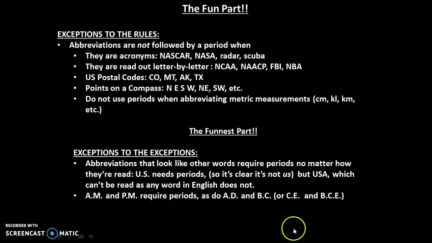And then finally, exceptions to the letter-by-letter rule can be found for AM and PM, which require periods as shown here, and AD and BC, or for the politically correct, CE and BCE. This is all the information you need really to complete that periods and end marks worksheet, because you already know about putting periods, question marks, or exclamation points at the end of a sentence. You don't need me to teach you that.